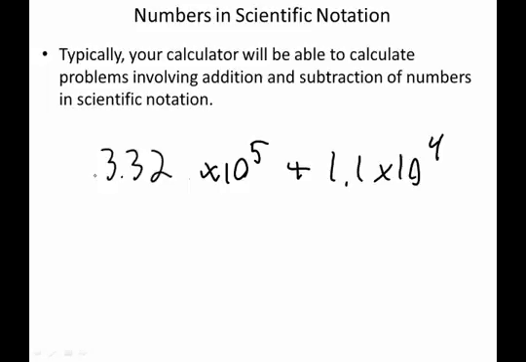You may be tempted to punch this in on your calculator and go 3.32 times 10 to the 5th plus 1.1 times 10 to the 4th. And your calculator spits out 3.43 times 10 to the 5th. And then you might be tempted to say, oh, well, this has the fewest decimal places, so that's the tenths place, so we just round to here.